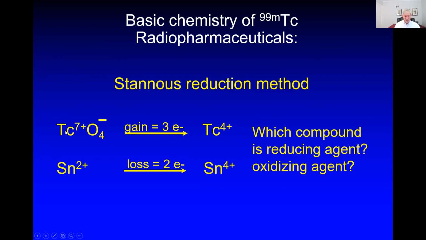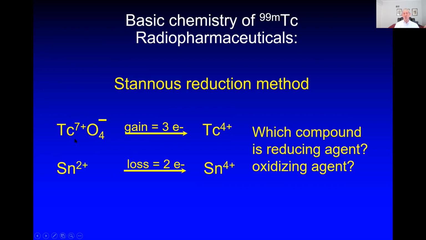Pertechnetate, yes, the technetium has a 7+ charge here, but the whole anion has a negative charge on it. All the drugs that we use have ions that also have negative charge. Methylene diphosphonate, anything ending in 8 is going to have a negative charge. We can't bind negative pertechnetate to negative methylene diphosphonate, to negative pyrophosphate, to negative pentate, that's DTPA. We need to convert this into an electropositive form.